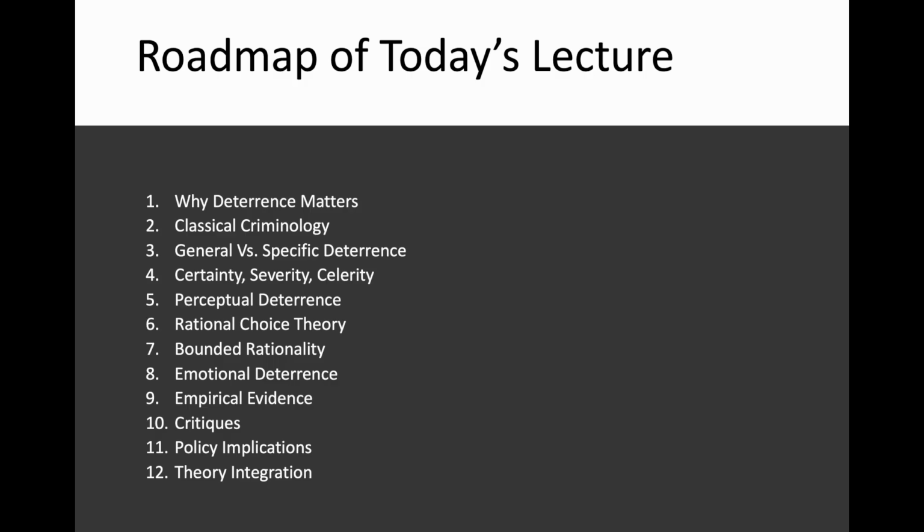Seventh, we will be discussing bounded rationality, which is the idea that offenders make decisions, but they do not make perfectly informed or perfectly logical decisions. Eighth, we'll be discussing emotional deterrence, including shame, guilt, fear, embarrassment, and social costs. Ninth, we'll be evaluating empirical evidence. What does research actually show? Does certainty matter? Does severity matter? Does imprisonment reduce crime? Does punishment sometimes increase offending?